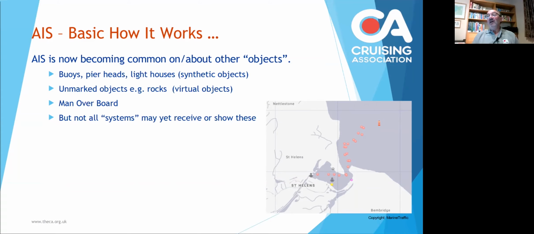But be aware, not all systems will actually receive or show these. If you have an AIS receiver which is quite old, it may not understand the particular signals for these devices. Similarly, if you have a plotter which is quite old, it may not show those. So, for example, my AIS receiver will pick up man overboard, buoys, etc., but my plotter will not show them. So if I want to see them, I've got to look on another dedicated device.